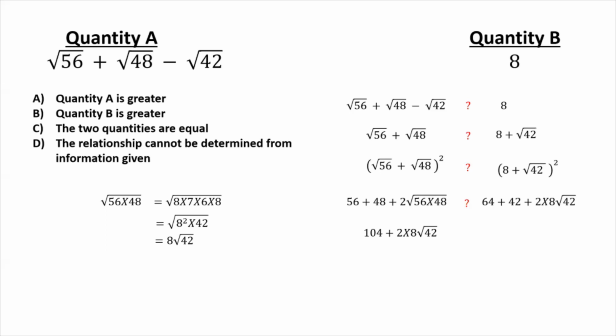So now I can go back to the left hand side, and 56 plus 48 adds up to 104. I have that square root now becoming 2 multiplied by 8 root 42. And on the right hand side I add up 64 and 42, so that comes to 106, and then I'm left with 16 root 42. So I have root 42 on both sides, and I actually have the same quantity, 16 root 42 on either side, right?